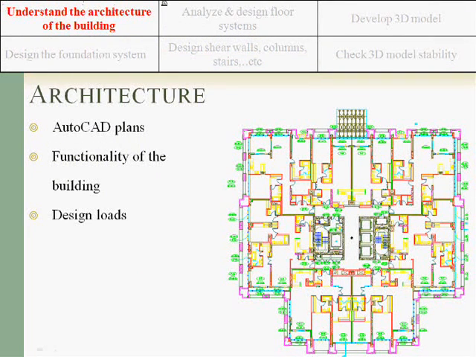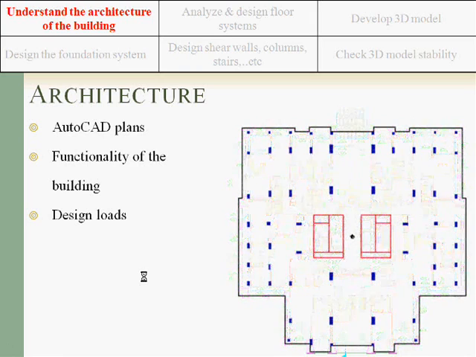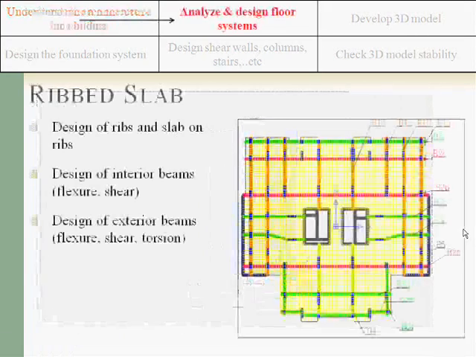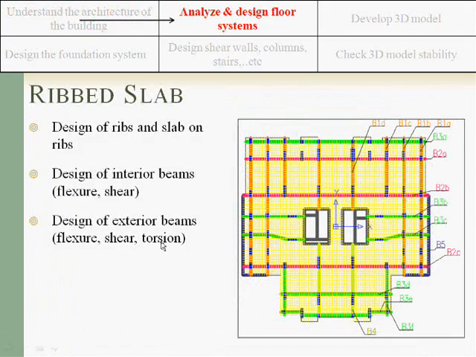As you can see here, I will move by the steps of the graduation project to know where we are. In the architecture, we understood the AutoCAD plans, and we concentrated on the main part that connects the structure with the architecture, which is the columns, sizes, and locations. From the architecture drawings, we can get the design loads, which will be used in the analysis of the slabs. We start to analyze and design the floor system.